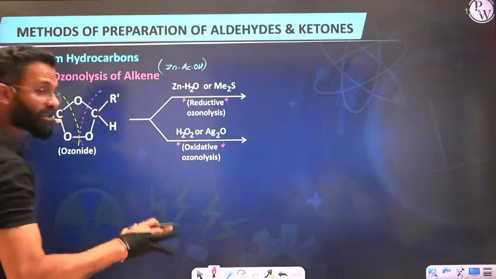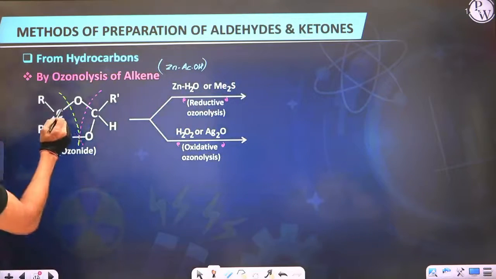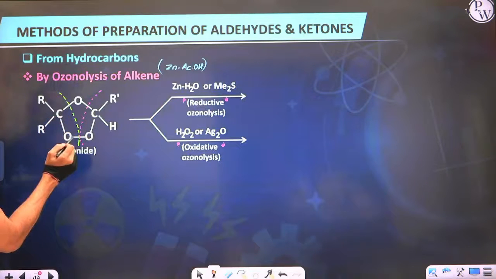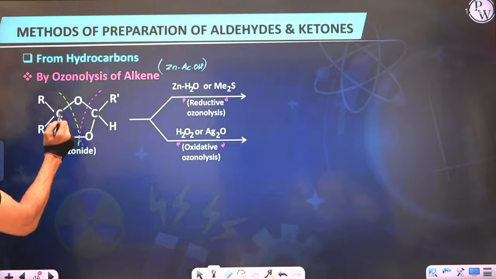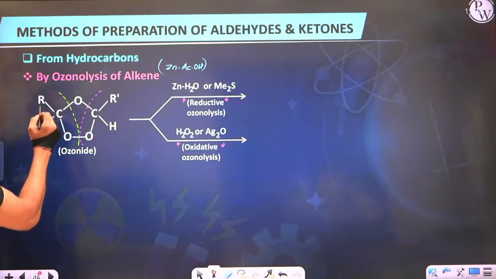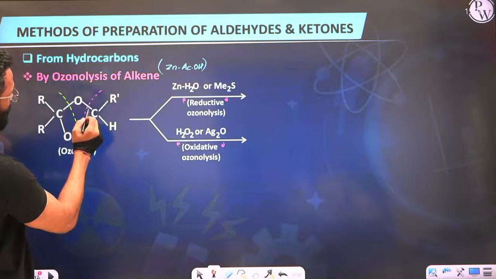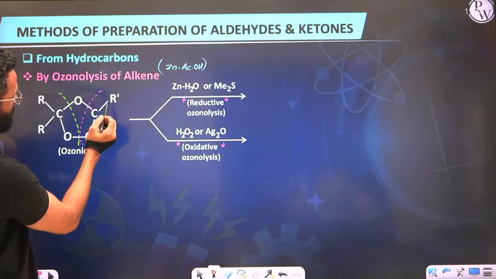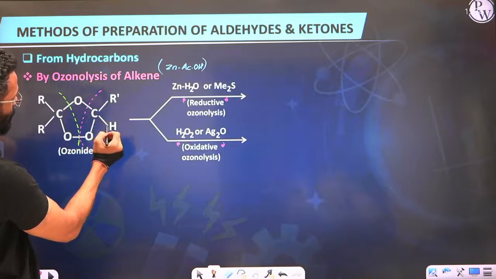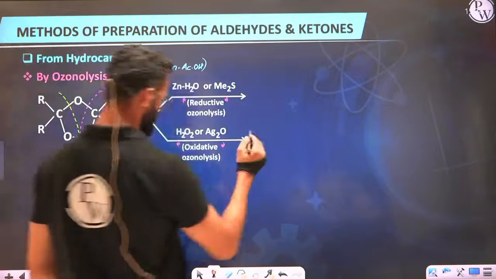Now, assuming that this is homolytic fission, this carbon will have one electron from this bond, this O will have one electron from this bond. Now, those two odd electrons will be shared with each other to give you C double bond O. So we are going to get RRC double bond O. On the other side, this C carrying an odd electron and O carrying an odd electron will give you R dash C double bond OH.